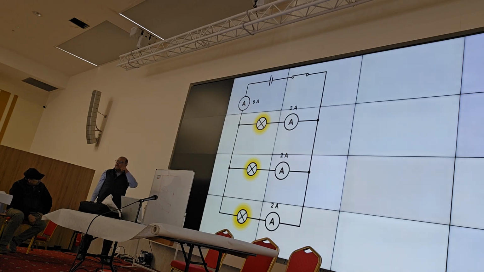So in the series circuit, the current was the same. In the parallel circuit, voltage is the same. In the series circuit, the voltage was different. In the parallel circuit, current is different. Again, we have three quantities, V equal to IR, and this is what you need to remember, Ohm's law.